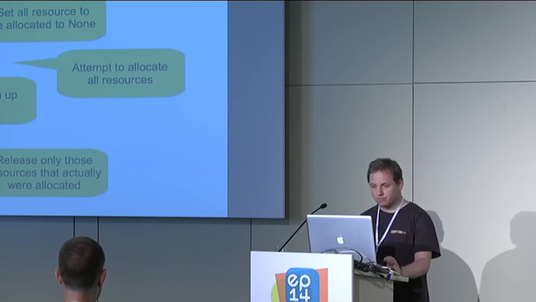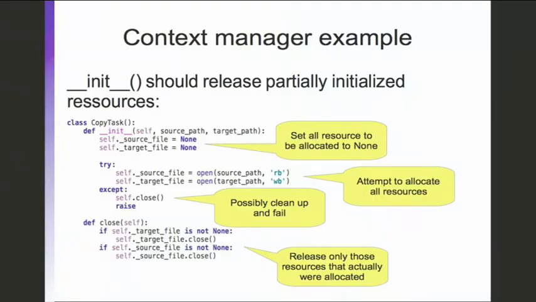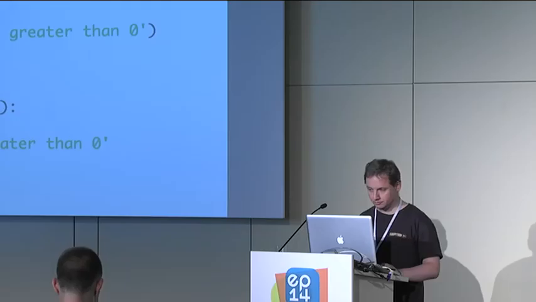Here's an example of an improved context manager, because the initial variant basically only allocated the resources. You can run into a case when you allocate multiple resources where the initializer already breaks after allocating the source file, but it cannot open the target file, and you want to make sure to give back the source file. So you basically remember all the resources, initialize them with None, and make the close routine a bit smarter, only closing those files that are not None, and the init also checks for errors, and if there is an error, it calls the close beforehand. It's a pretty simple principle.